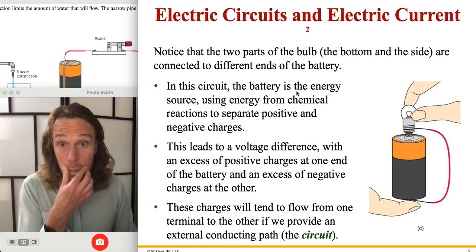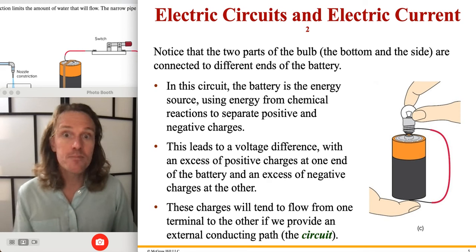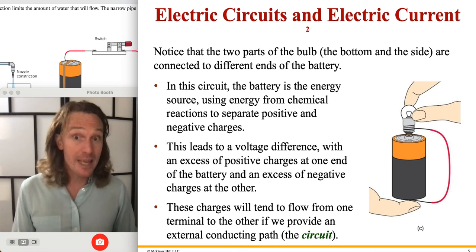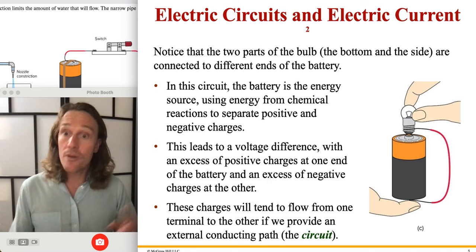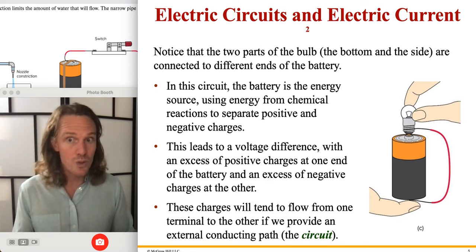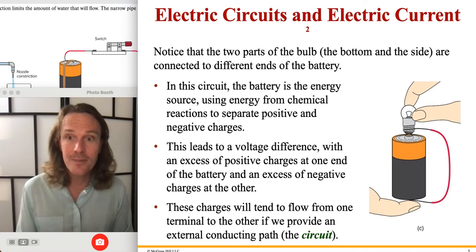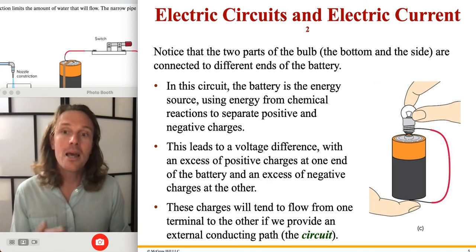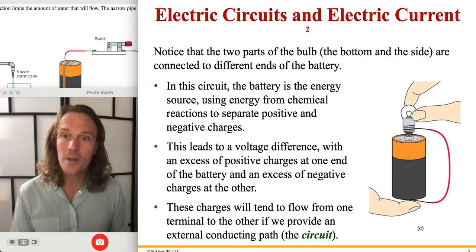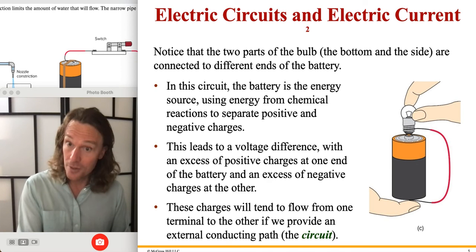All right, so in this circuit, the battery is the energy source. Chemical energy, we assume, separates the positive and negative charges. This leads to a voltage difference, okay? It's really easy to go from energy to voltage because literally you just take joules and you divide by coulombs. Remember, coulombs are the fundamental unit of charge, this new property of matter, well, property of particles. And what's cool though is that that's all voltage is: joules over coulombs. We say it's energy normalized by charge.